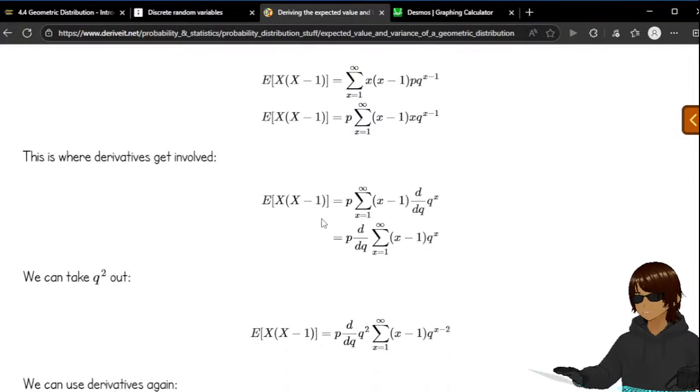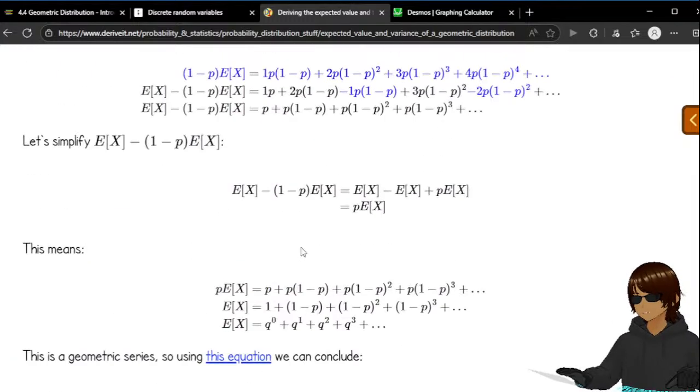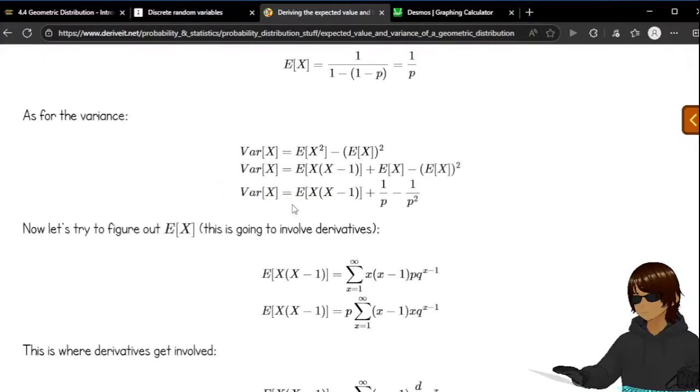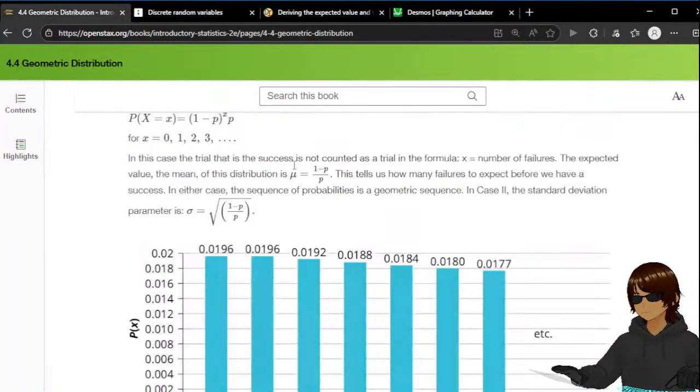I use derivatives here. Is it the same guy? No, I don't think it's from... Is it from JB Statistics? I can't remember. Okay.